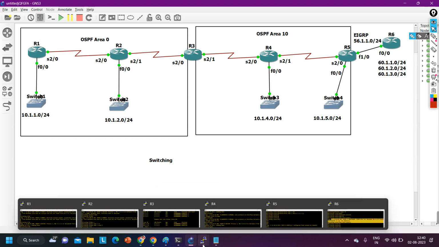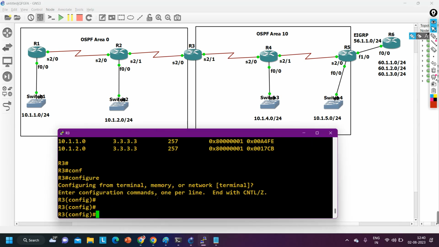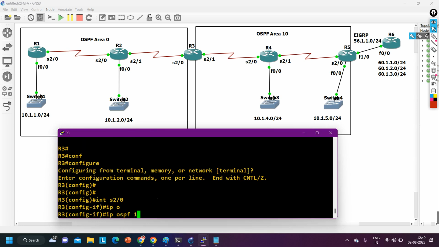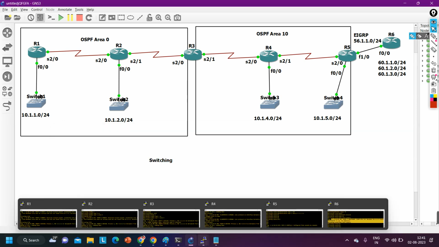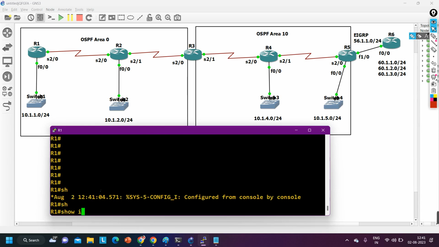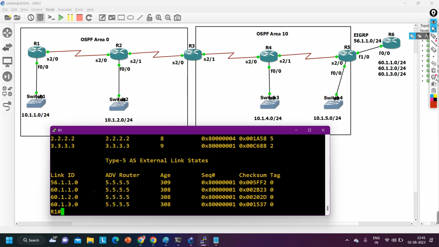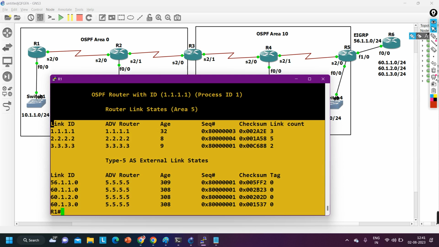And on R3 also, let me change it. Interface serial 2/0 IP OSPF 1 area 5. That's it. On router number 1, show IP OSPF database. Now you can see we don't have any LSA 3. Yes or no?